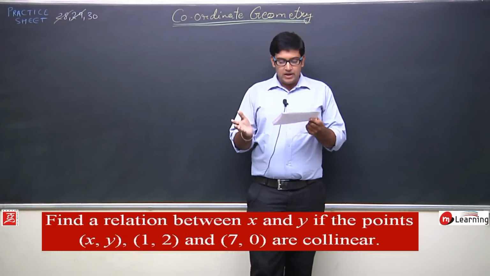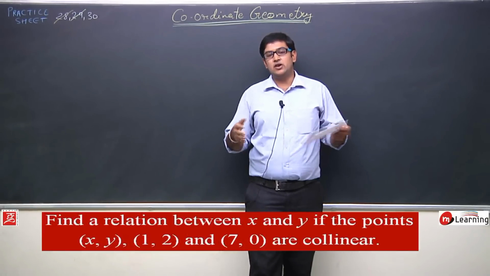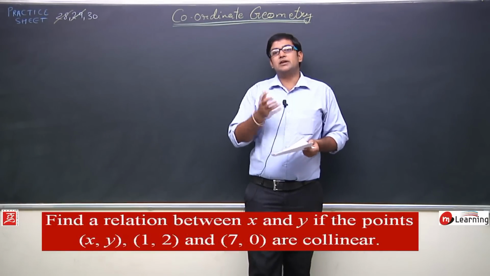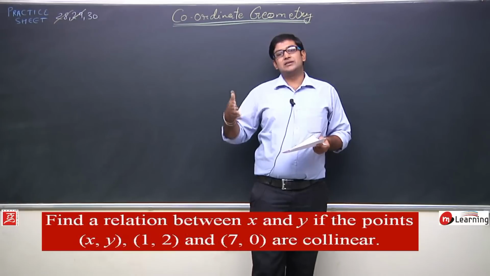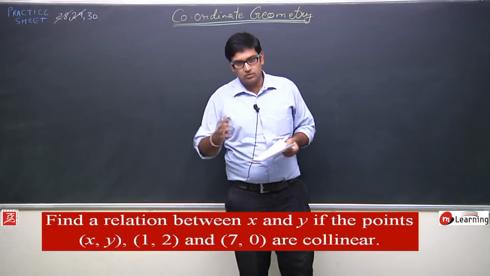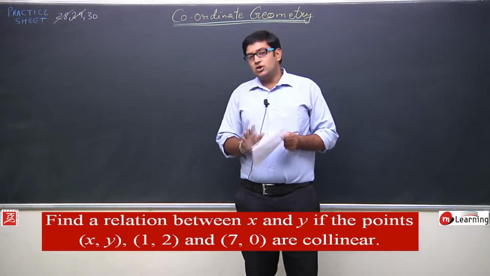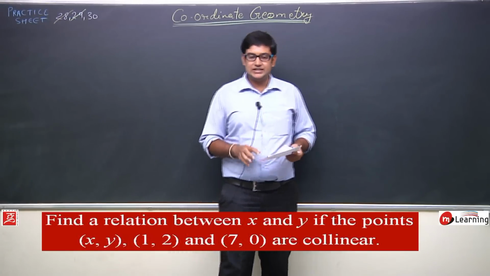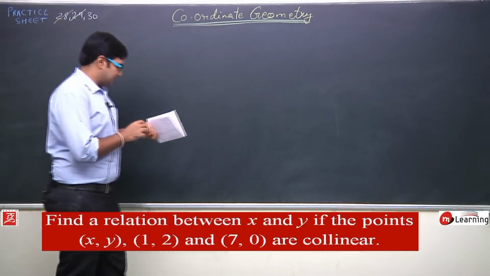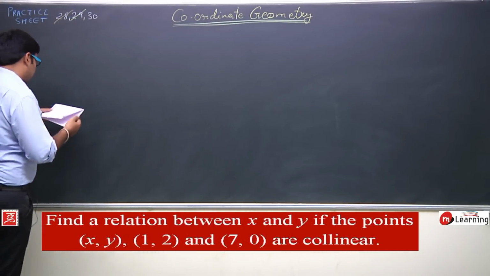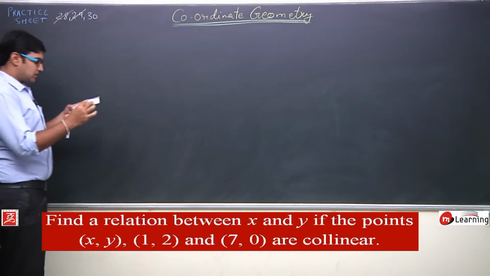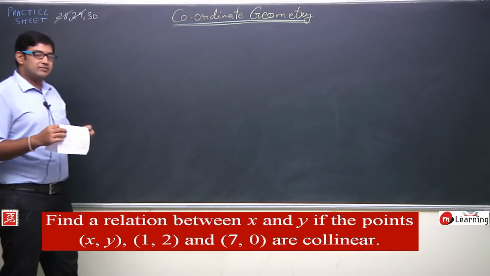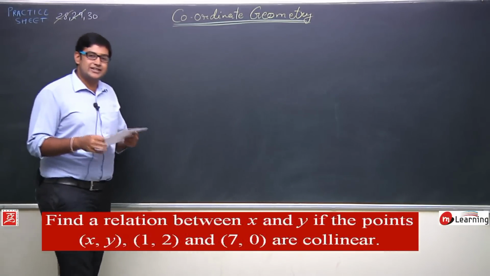Maybe (x, y) is in between (1, 2) and (7, 0), maybe (7, 0) is in between, or maybe (1, 2) is in between the 2 points (x, y) and (7, 0). So the order is unknown, and we need to determine the relation between x and y. So this question is a very simple question. This kind of question is similar to the question that we have solved, question number 27. Just remember what we have done in question number 27.